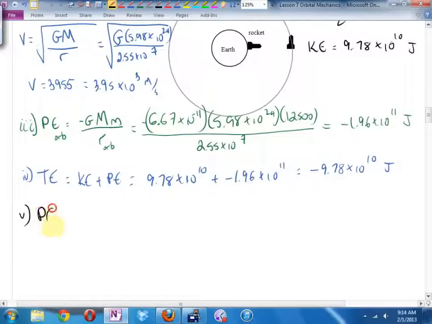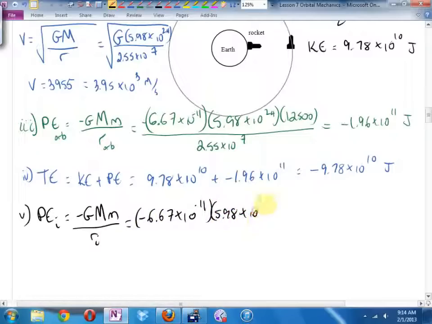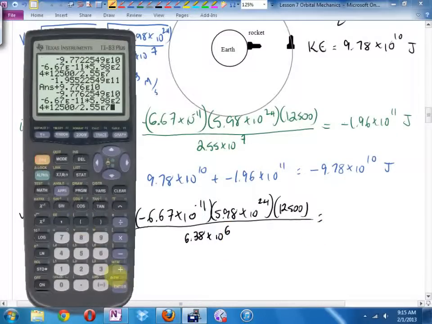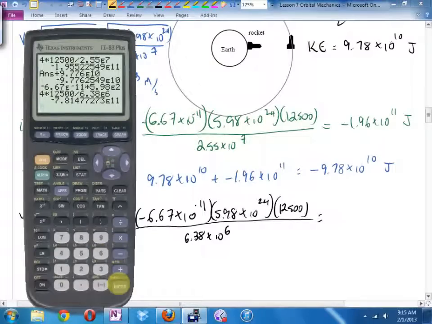Fourth thing they want us to find, PE at launch. Or fifth thing, I think that would be PE initial, which is going to be negative big G, big M, little m, all over R initial. That is negative 6.67 times 10 to the negative 11, 5.98 times 10 to the 24th, 12,500. None of that changes. Our initial radius, oh, we started out on the Earth's surface, so 6.38 times 10 to the 6th. Okay, I got most of this already. Just change this number, 6.38 times 10 to the 6th, I think. I'm starting out with negative 7.81 times 10 to the 11th.